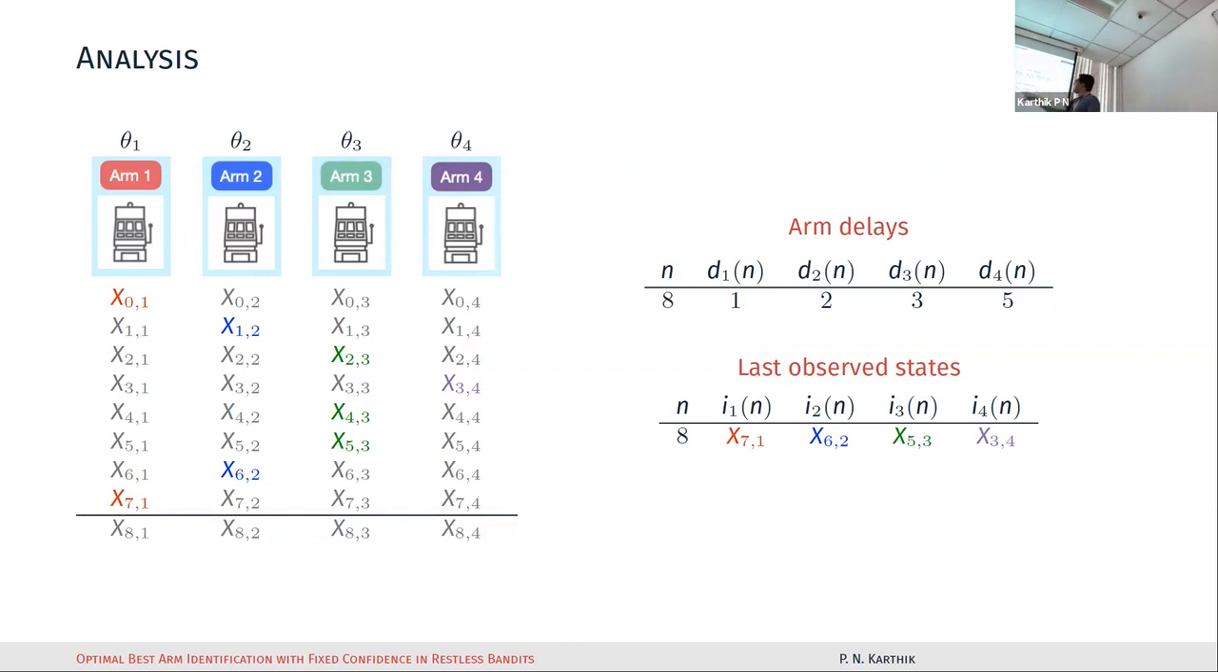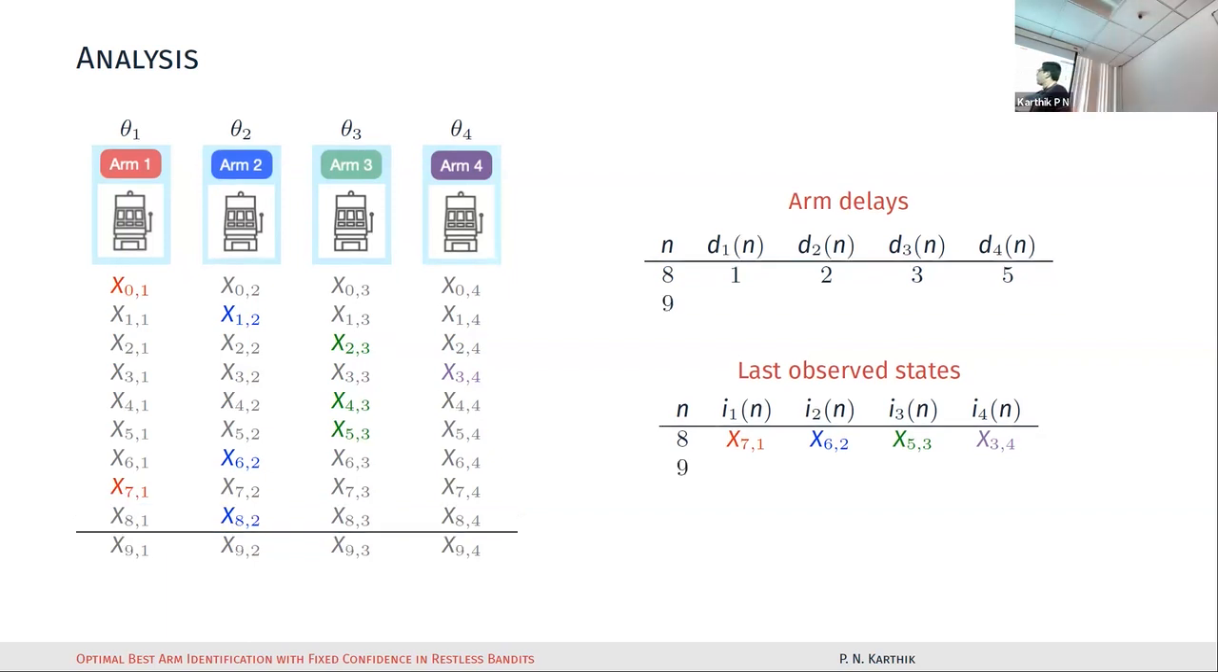While you compute the delays, you can also note down what were the previously observed states at those delays. That was x71 for arm 1, x62, x53, and x34, in relation to time n equal to 8. We'll just do this exercise for a couple more time instants and you'll know what's happening.